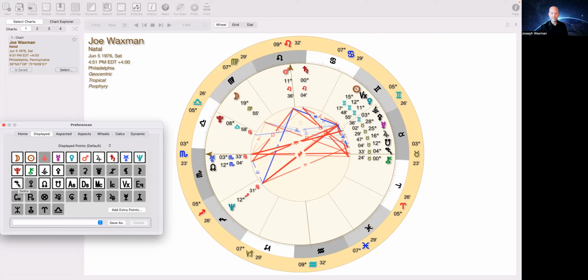Sedna's pretty far out there, so it tends to be much more of a spiritual type dwarf planet. I think it's farther than Pluto. Not sure. In any case, Vesta, 8th house, so adding somewhat to my 8th house stellium. It's not really a stellium, but 8th house planets. I know I also have Varuna. There's another asteroid that's not listed here, but that adds something to it.